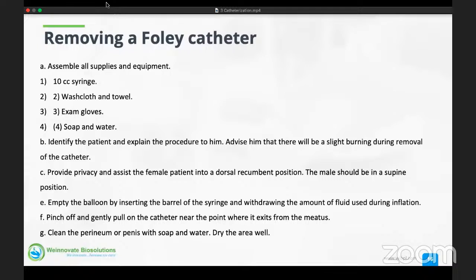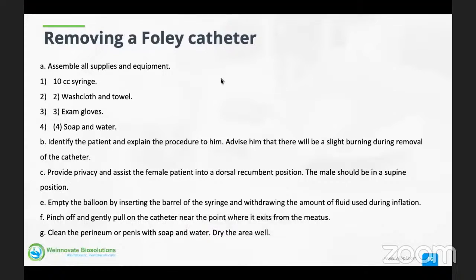You have to provide proper privacy for female patients, and the female should again be in a recumbent position and the male should be in a supine position. Now, you wash your hands again for sterile conditions and put on the examination gloves. Empty the balloon by inserting the barrel of the syringe and withdrawing the amount of fluid used during inflation.